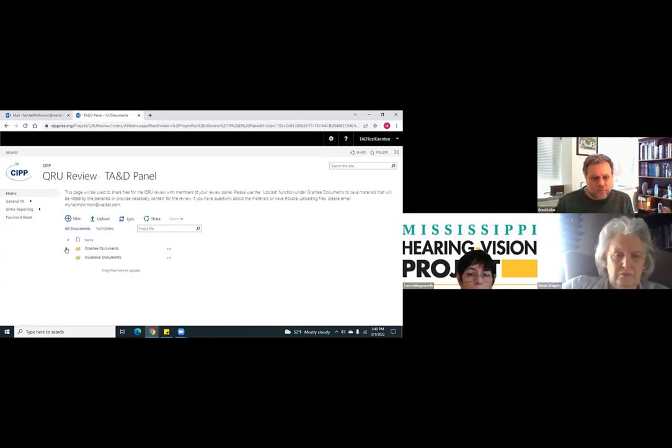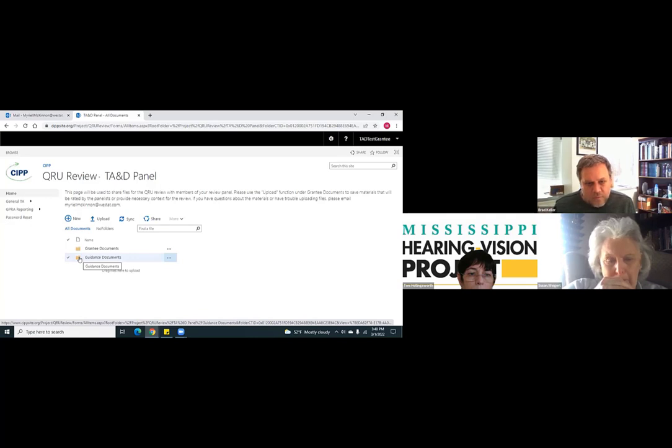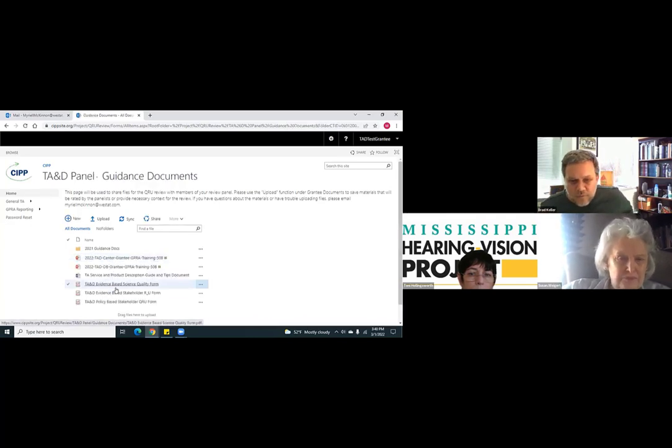And then here you'll see two folders. The guidance documents folder contains resources relevant to the data collection. When you click there, you'll see that there's some forms of the form if you wanted to take a look at those. You'll also see the PowerPoints for today's training. And this is where we will also have the recording for today's training.